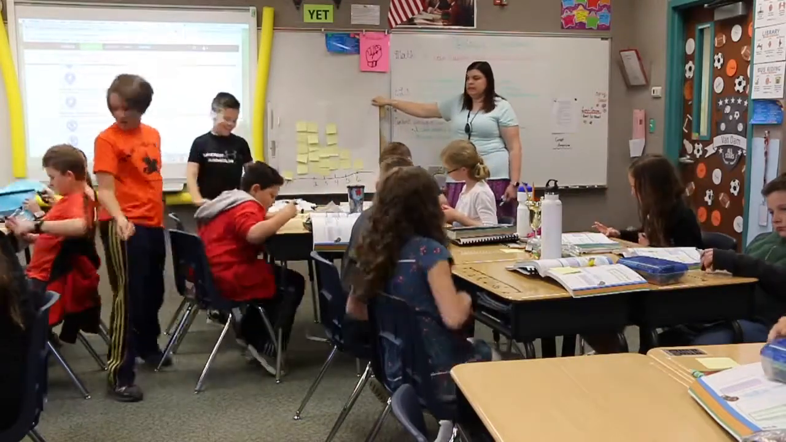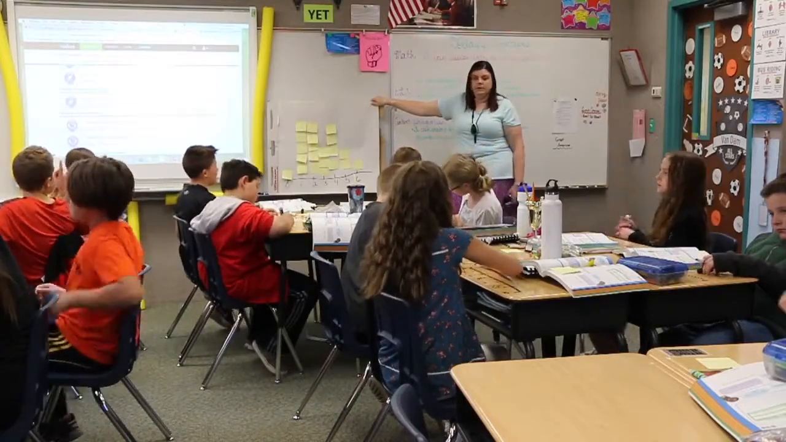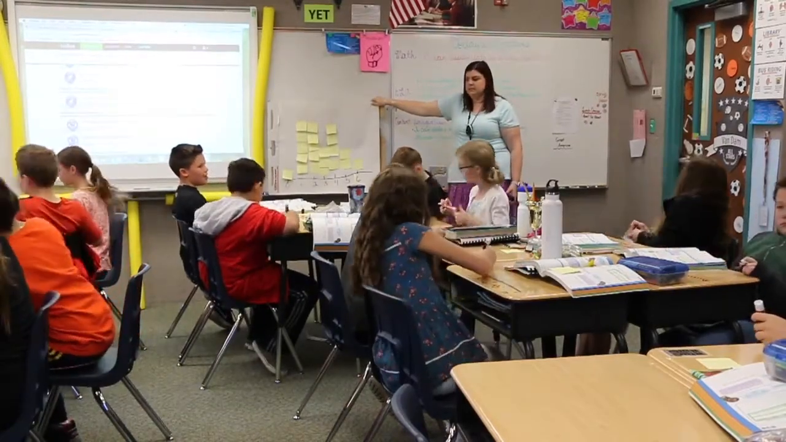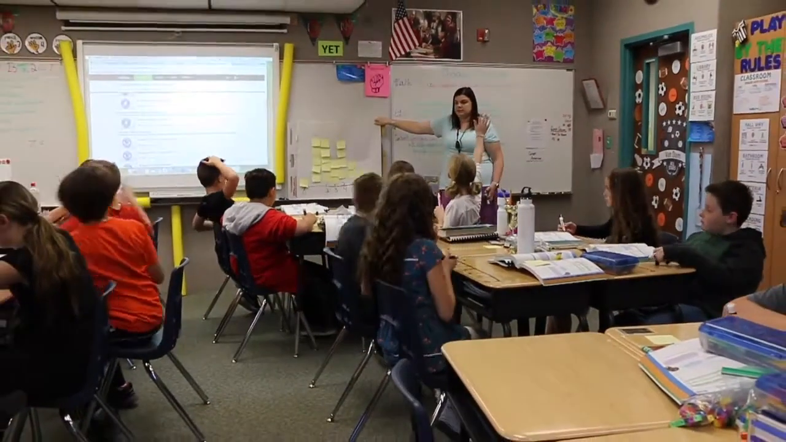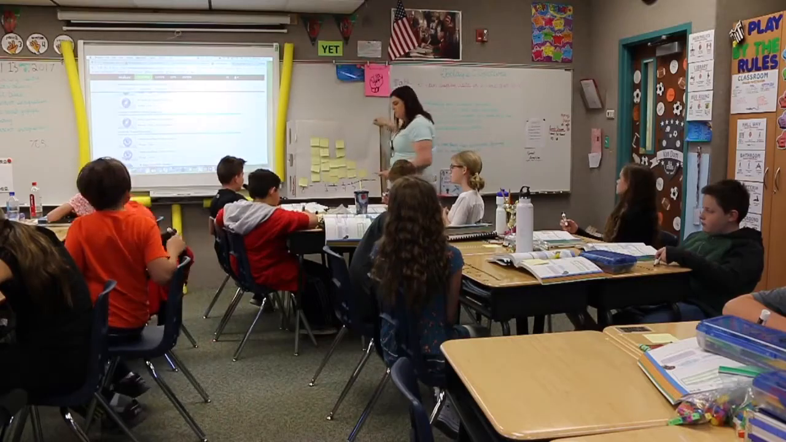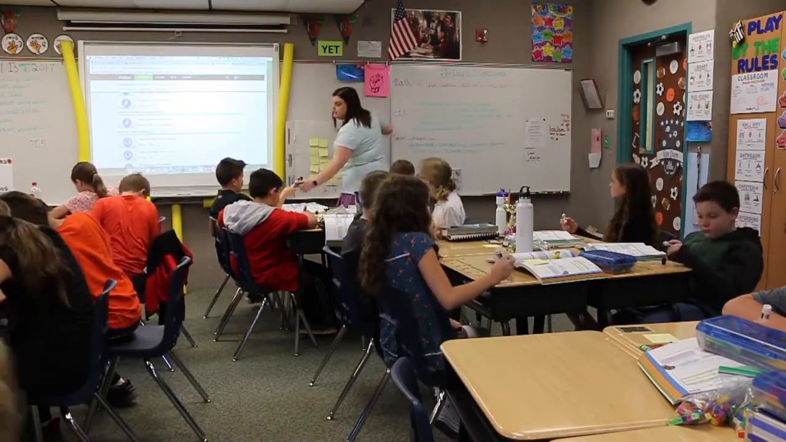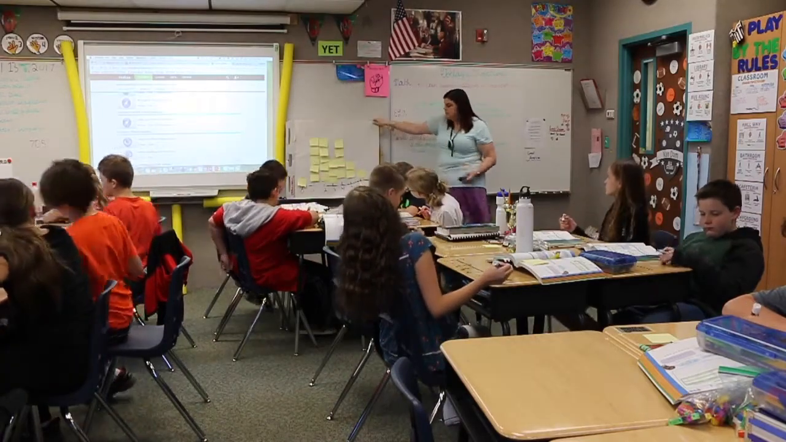How many students in our class have zero siblings? One. How do we know that one student had zero siblings? How could we look at this and know that one student had zero siblings? Wyatt? Because one sticky note is on zero. There's one sticky note. There's one data point that tells us that one student has zero siblings.